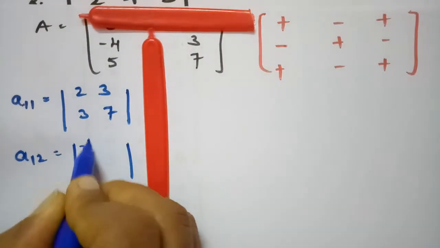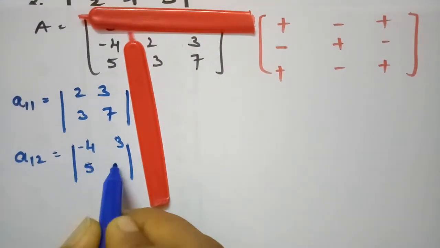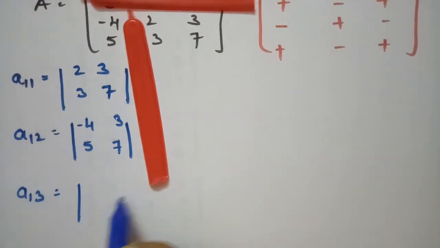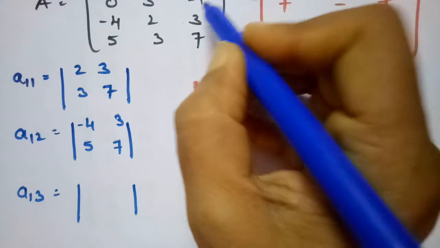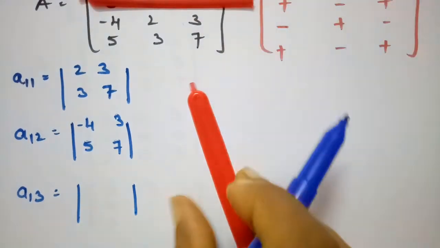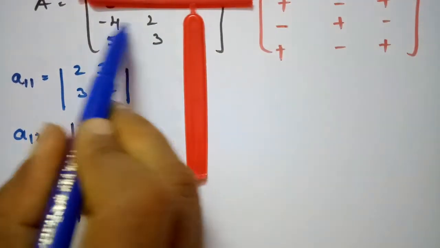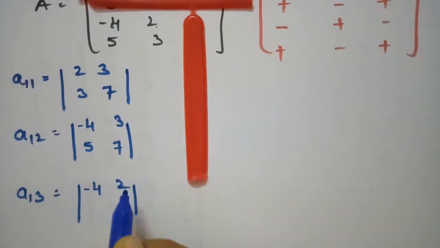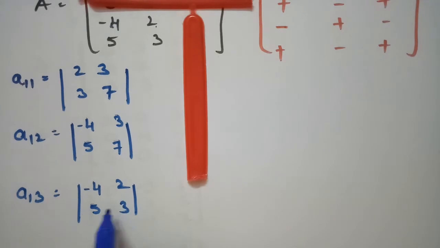This will be minus 4 3, and this is 5 7, and the next one A13. So for A13, this is the position of A13. Now I am closing the corresponding row and the column. So this is minus 4 2, 5 3. So this is minus 4 2 and this is 5 3.